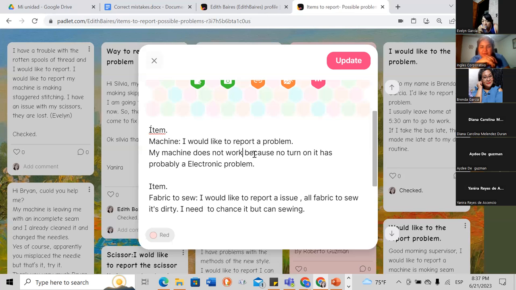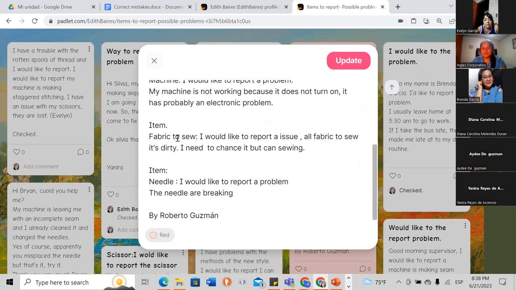Mm-hmm. My machine does not work because not true. No, it is because does not turn on. Okay, podemos hacer así. My machine is not working. Okay, no está trabajando because it doesn't turn on. Ajá, coma. No, here. It has probably electronic problem. It has probably an electronic problem.